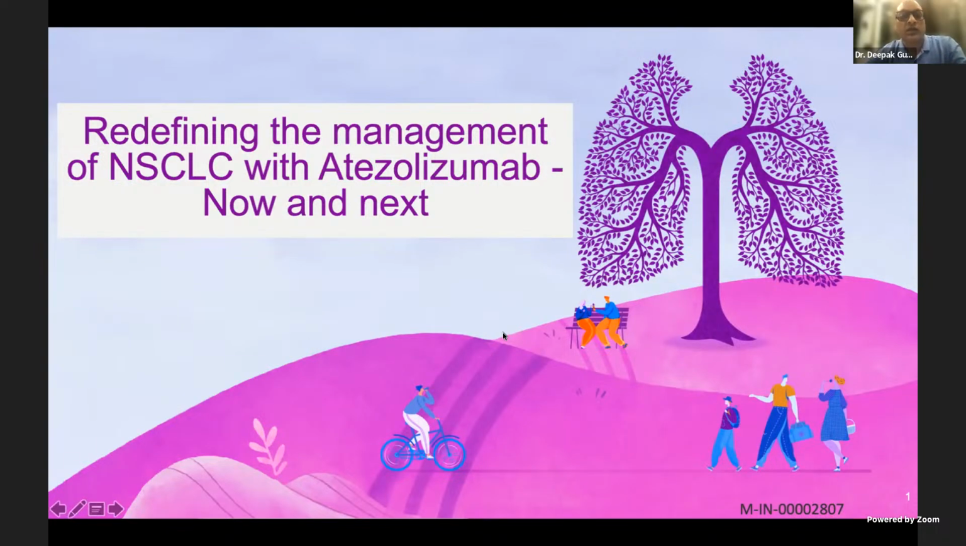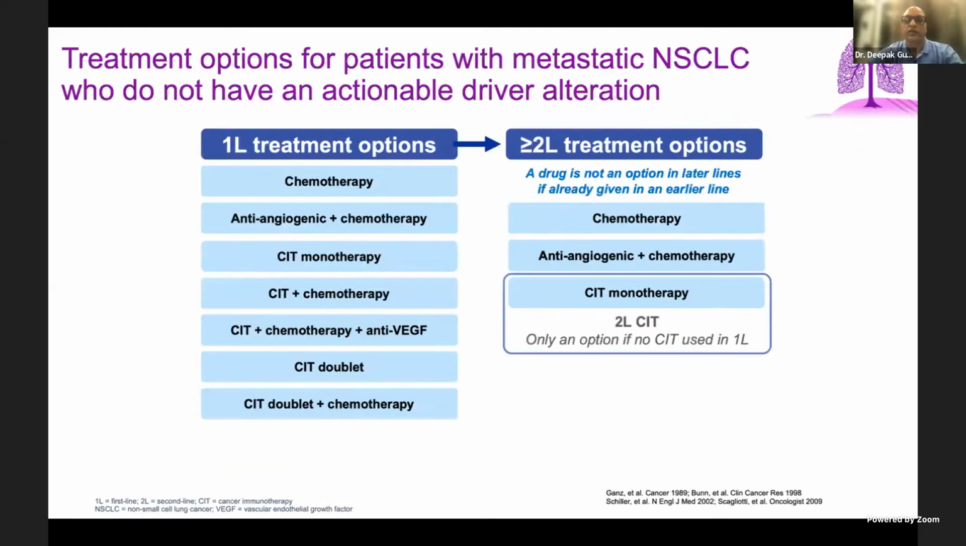So the topic today is redefining the management of NSCLCs with atezolizumab. When we talk about the treatment options for metastatic NSCLCs who do not have any actionable driver mutation, for first-line treatment multiple options are available like chemotherapy, bevacizumab plus chemotherapy, immunotherapy-chemotherapy combinations, or immunotherapy monotherapy, or a triplet regimen like the ABCP regimen.